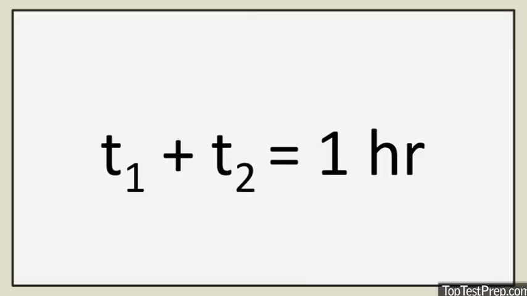Next sentence, round trip, Simone's commute takes 1 hour. Now we have another equation here. We can write an equation relating T1, the time it takes to get there, and T2, the time it takes to get back. T1 plus T2 equals 1 hour.